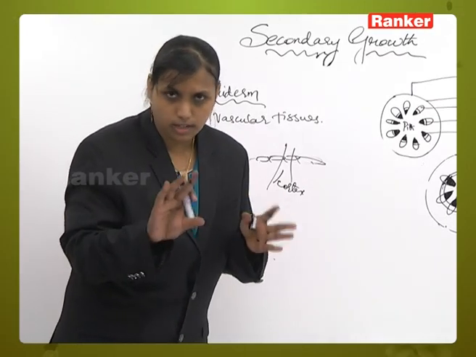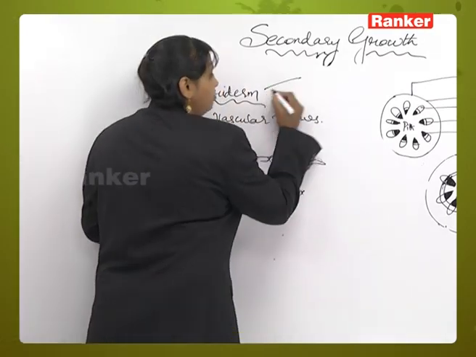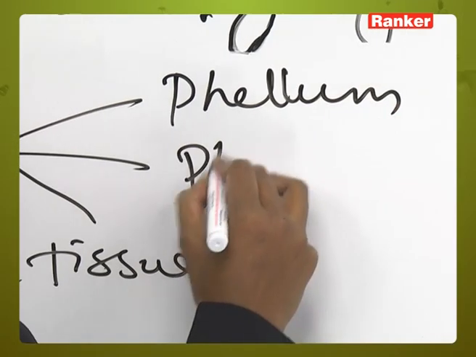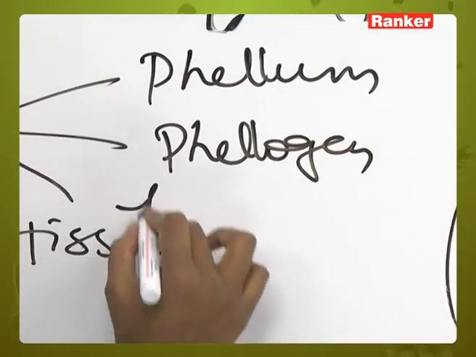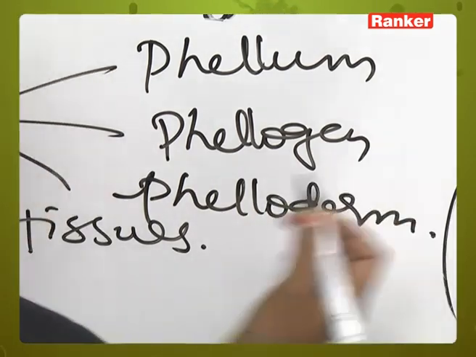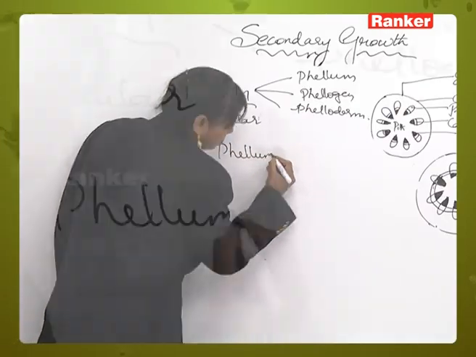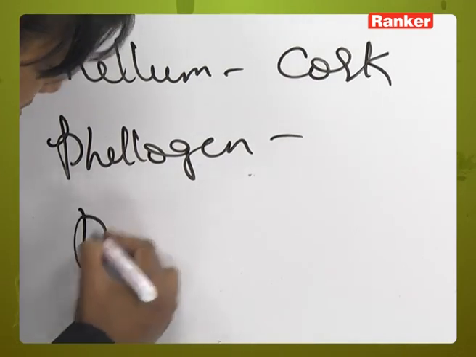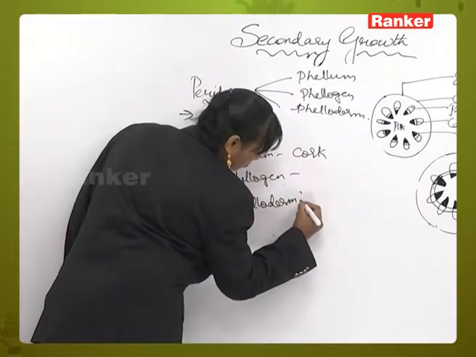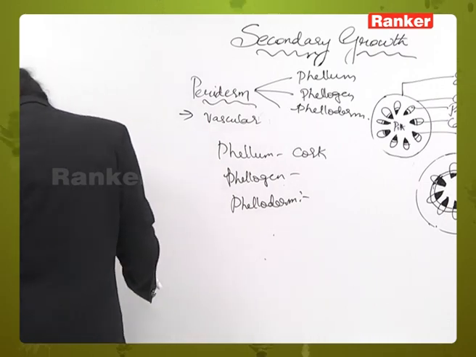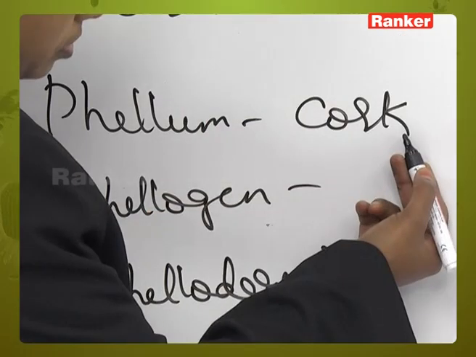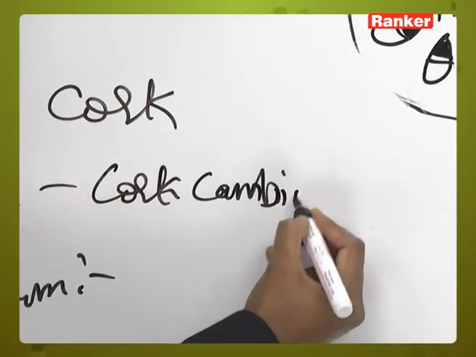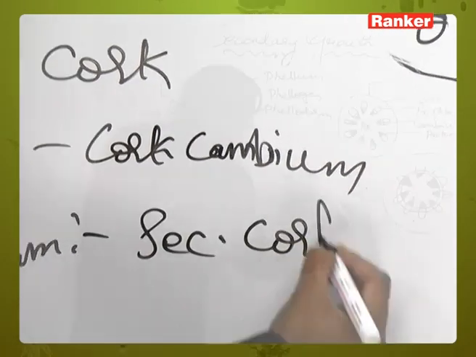Now, peridermis, when we talk in detail, is of three types: phellem, phellogen and phelloderm. Phellem, cork, is developed from the cork cambium, and phelloderm is developed from the secondary cortex.